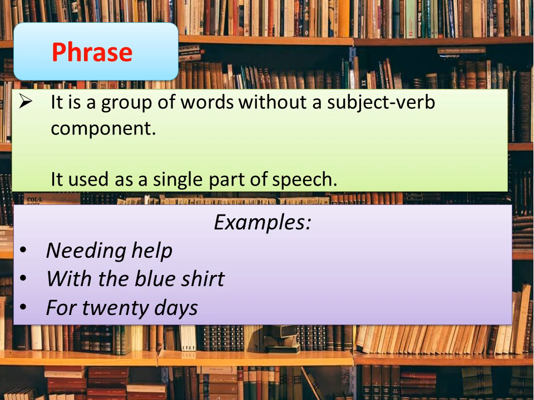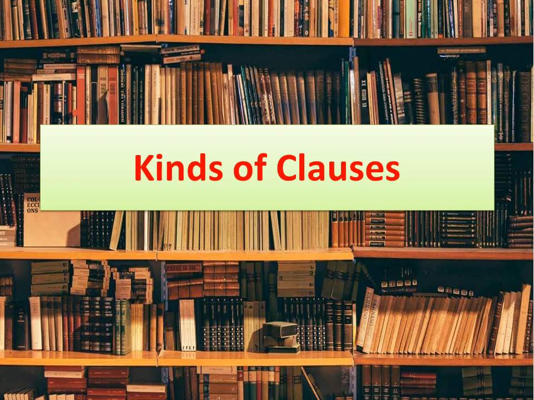Now let's have phrase. A phrase is a group of words without a subject-verb component. It is used as a single part of speech. So here are some examples. Now that we already know the difference between a phrase and a clause, it's time to proceed to the different kinds of clauses.